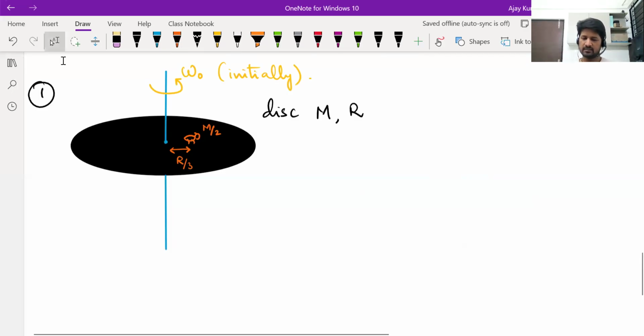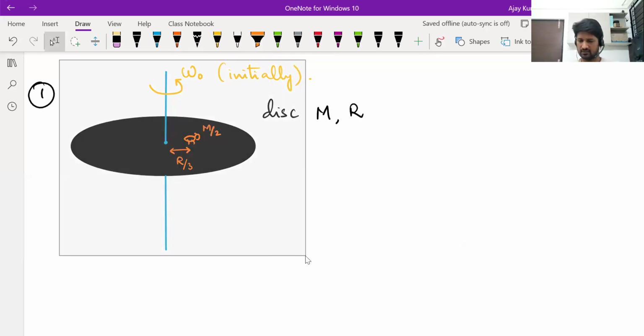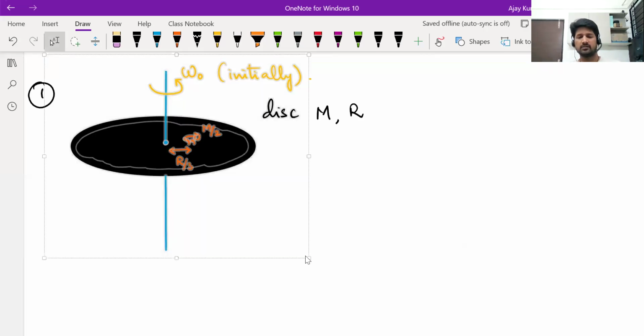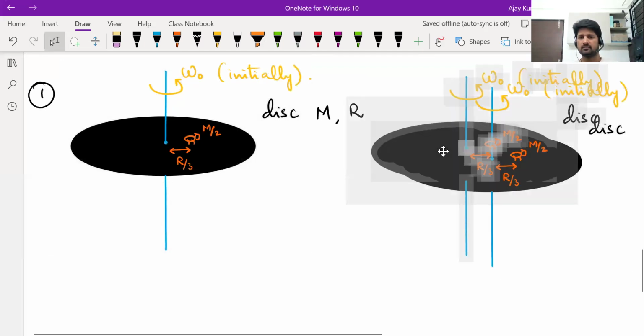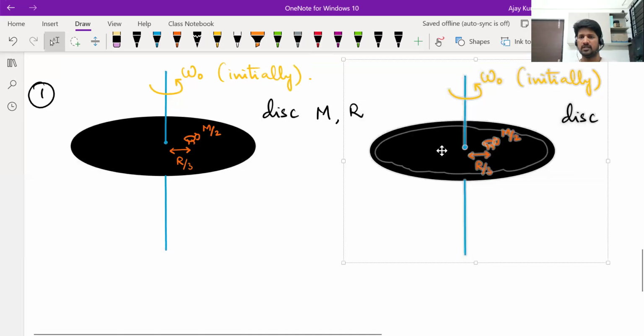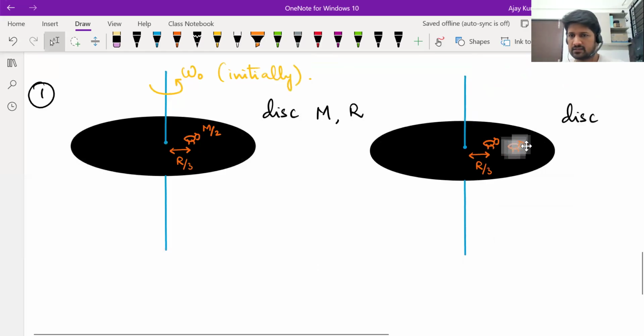Now, if the insect starts walking outwards, towards the edge of the disk, what will happen to the rotation of the disk? Can any of you tell? What will happen to the angular velocity of the disk if the insect starts walking outwards? It will decrease, sir. Vanilla is saying it will decrease. Others, any answers?